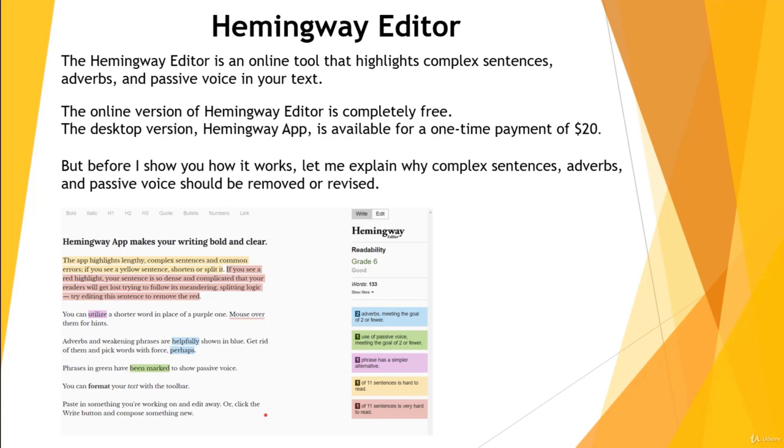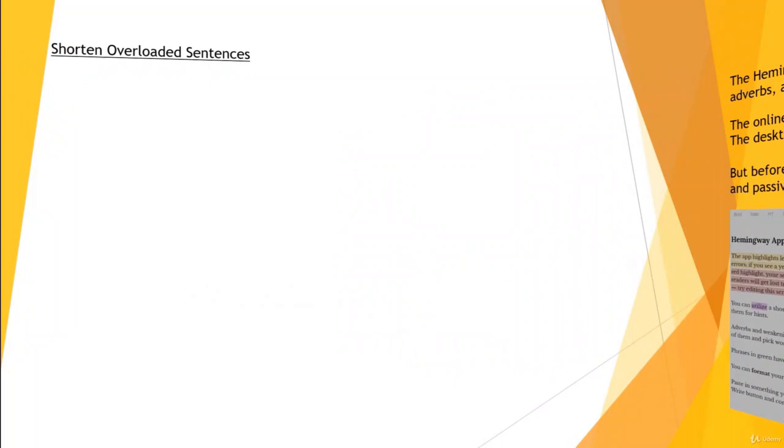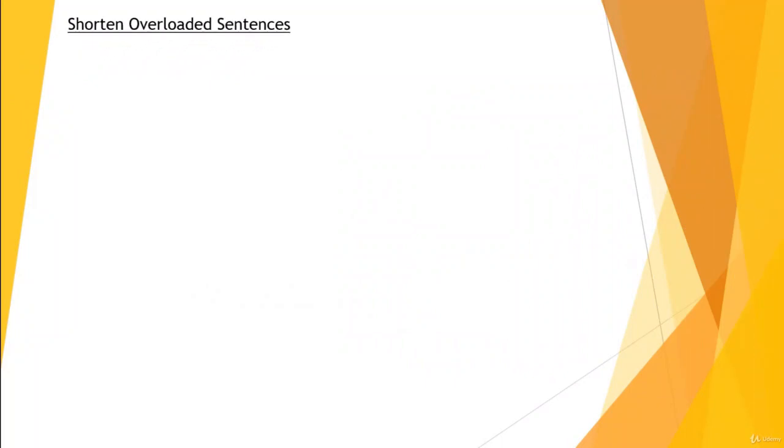But before I show you how it works, let me explain why complex sentences, adverbs, and passive voice should be removed or revised. Shorten overloaded sentences. In this busy world full of information, readers tend to favor short sentence length rather than flowery, convoluted prose. Yet, long sentences are crucial for creating variety in writing. What we should avoid are overly long sentences.